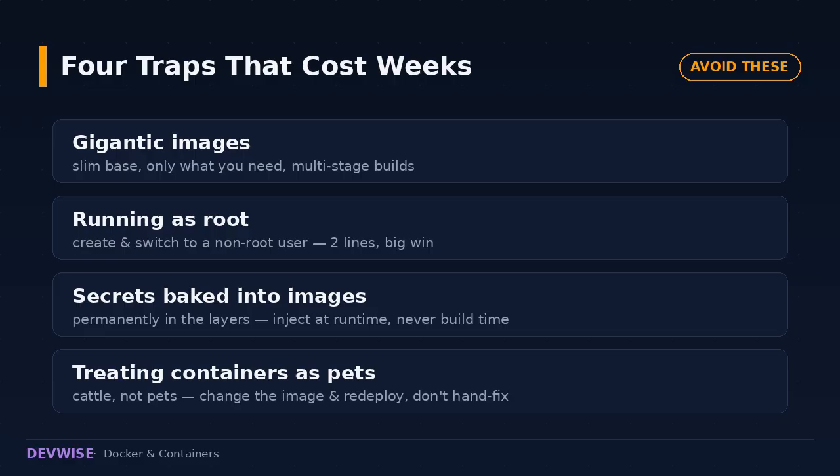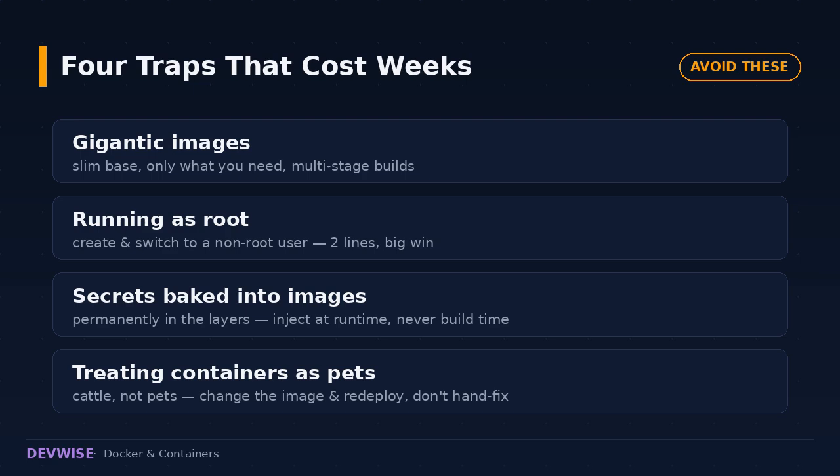Mistake 3, which we flagged, and it bears repeating because it's so damaging: secrets baked into images. A password or API key written into a Dockerfile is now permanently in that image's layers, readable by anyone who pulls it, and pushing it to a public registry leaks it to the world. Secrets come in at runtime, never at build time.